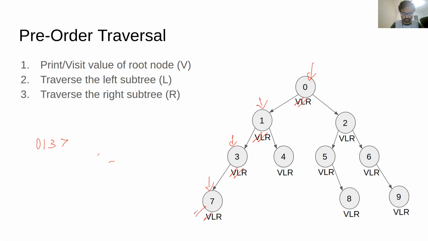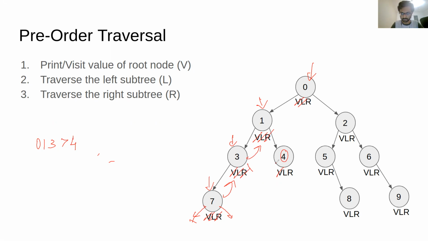Do we have a left subtree? No. Do we have a right subtree? No. So we go back. We check on 3. Do we have a right subtree? No. Hence, we go back again to 1. Do we have a right subtree? Yes. So we are at 4 now. We visit 4, so the output is 4.